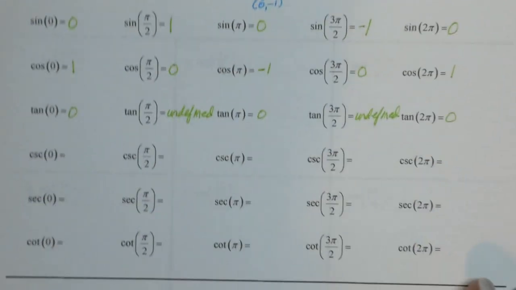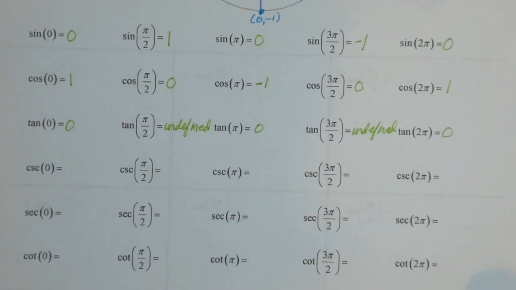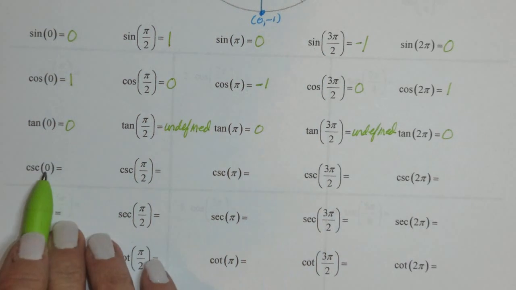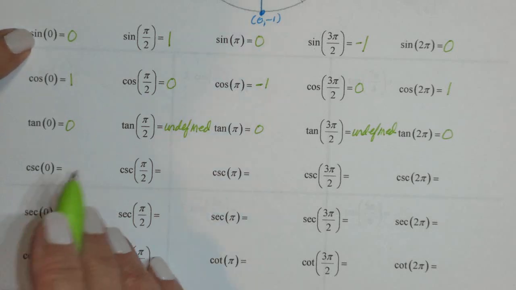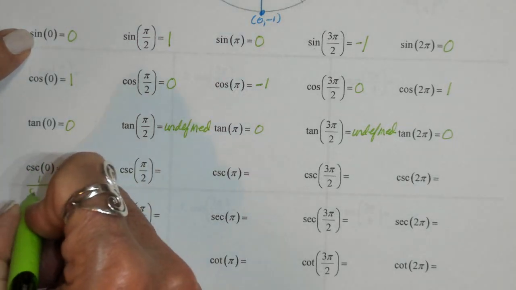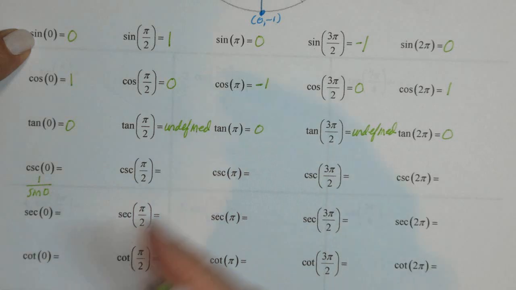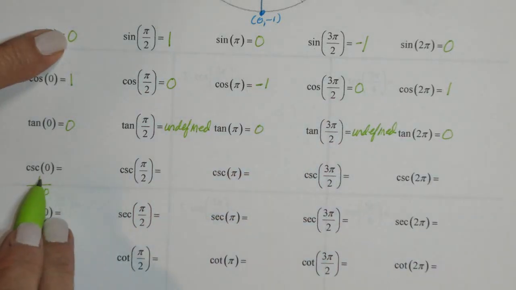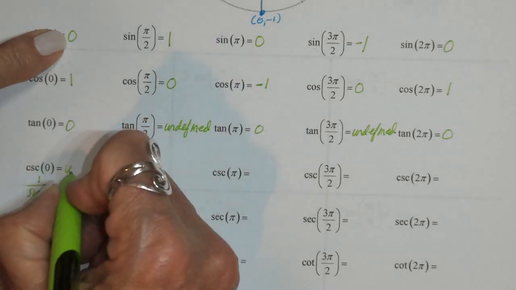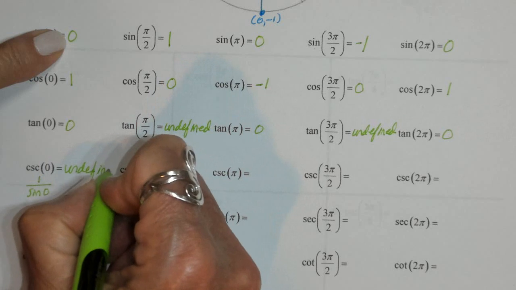Okay, let's do cosecant. Now for cosecant, I'm going to think of sine. It is the reciprocal of sine. So cosecant of 0 is the reciprocal of sine of 0. This is 1 over sine of 0. But what is sine of 0? Sine of 0 is 0. That means it's 1 over 0, and 1 over 0 is undefined. So this is another undefined one.